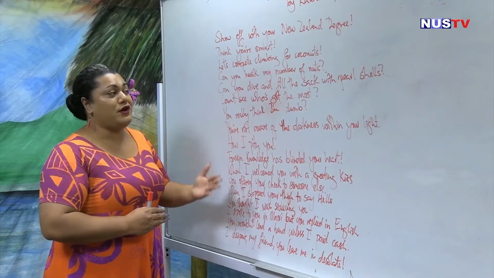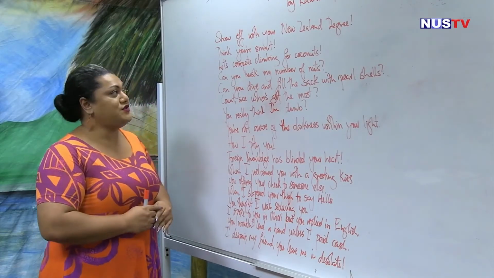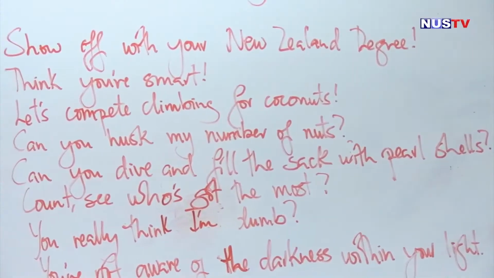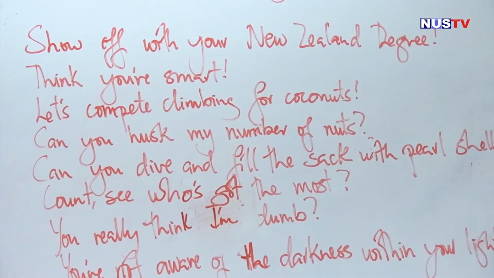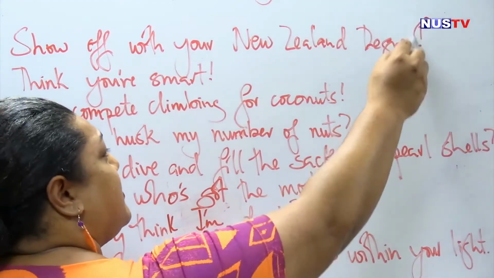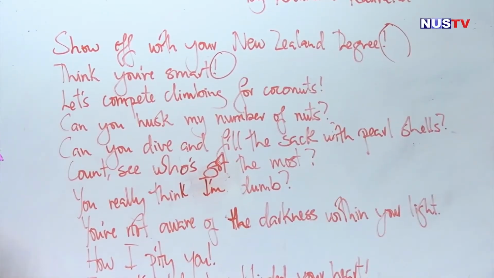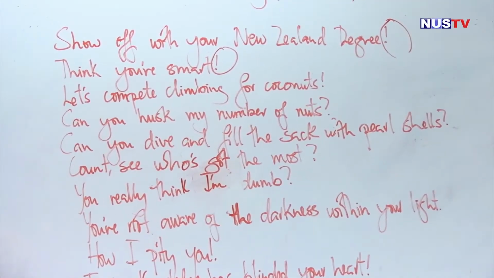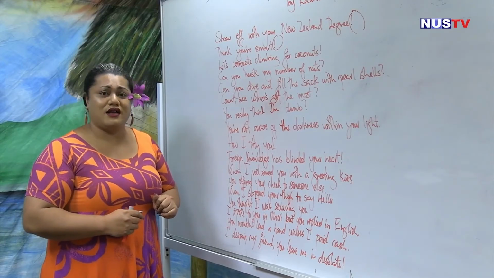So we will be referring to the ideas as we go through the lines. Sure. So the first line, show off with your New Zealand degree. The interesting part of this line is you can see in other lines, it has an exclamation mark. And everyone knows the meaning of exclamation marks. When you see an exclamation mark in a sentence, that means that that person is, yes, yelling. Like e mai aka ko.